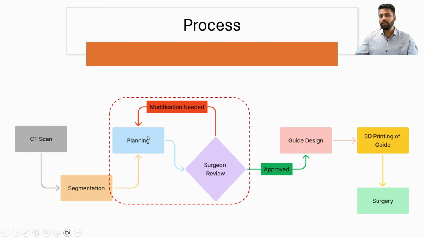But if I want to do the planning for the first time using any kind of software, it will typically take 2 to 3 hours, based on the expertise of the designers and the software. Once it is shared for review and the surgeon has provided modifications, it will again take, based on the modification, more than 1 or 1.5 hours. So this process is taking too much time.